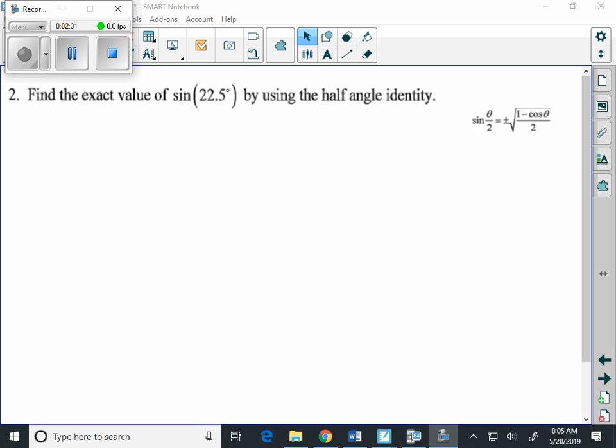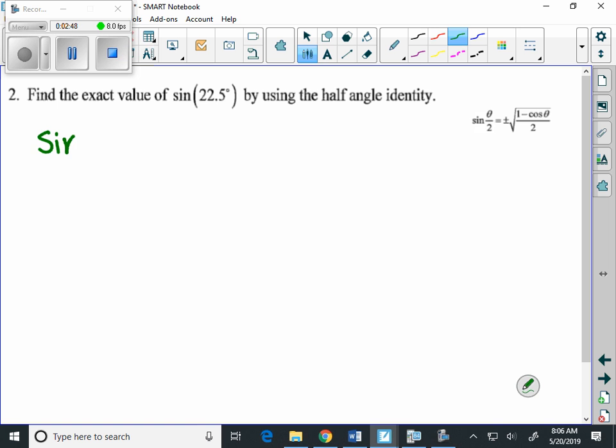Find the exact value of sine of 22.5 by using the half angle identity. And nice that it tells us to use the half angle identity. And what I know is that 22.5 is half of 45. So if we rewrite this problem, it's going to be sine of 45 divided by 2.